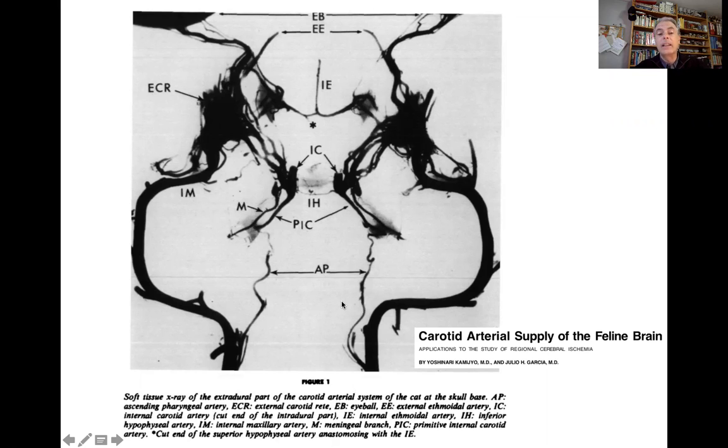So in the cat, there is an internal carotid artery. The thing that has disappeared is the internal carotid artery inside the carotid canal, because there is no carotid canal in the cat, okay? Because in the internal carotid artery, this portion obliterates.